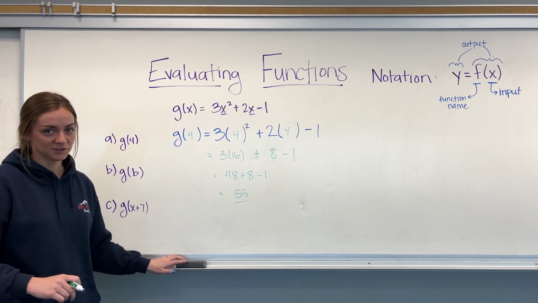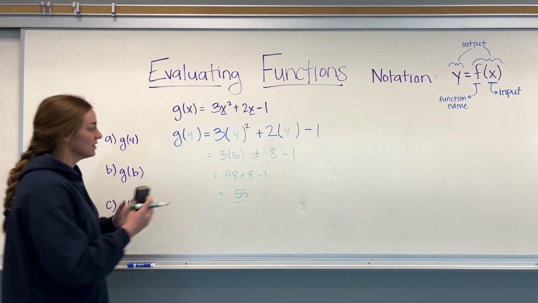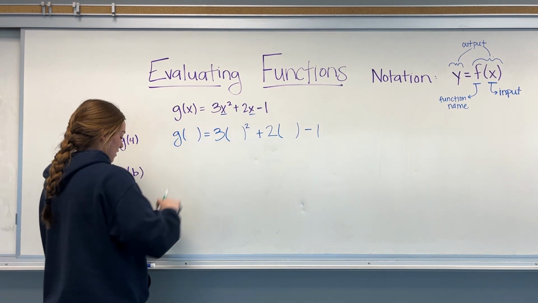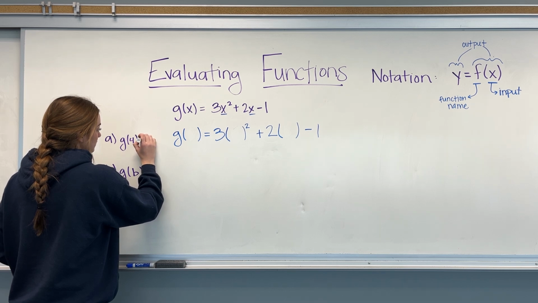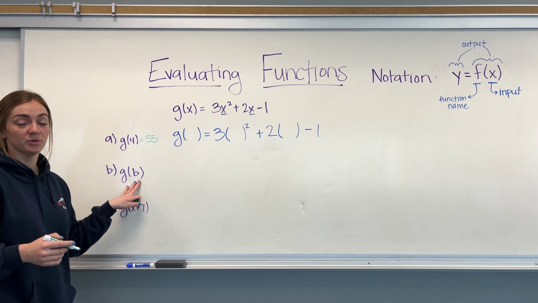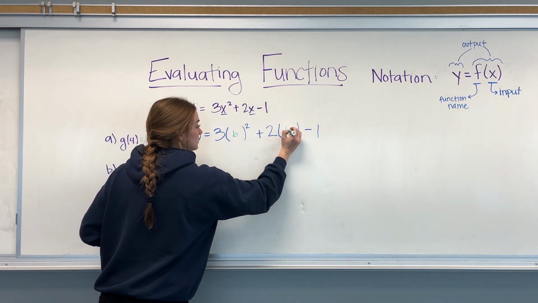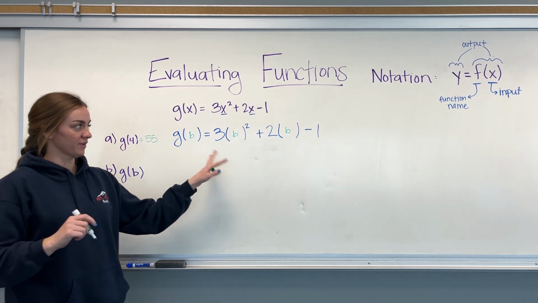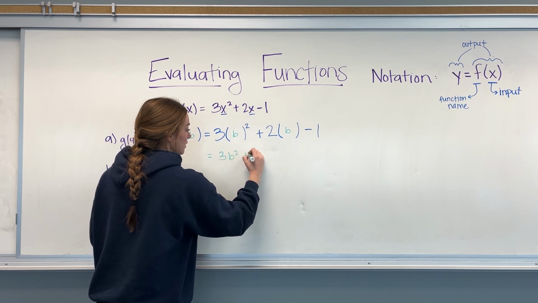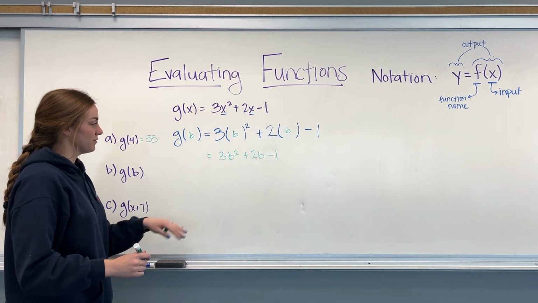So parentheses make it super easy, and it'll get a little more complex, especially when you start plugging in expressions. So let's keep going. Now we can just replace our input. That is 55. So now moving on, we'll plug in our input, which is now b. Plug it into our parentheses. And now we just evaluate again. So we've got 3, and then we have b squared plus 2b minus 1. And there's your function in terms of your input.